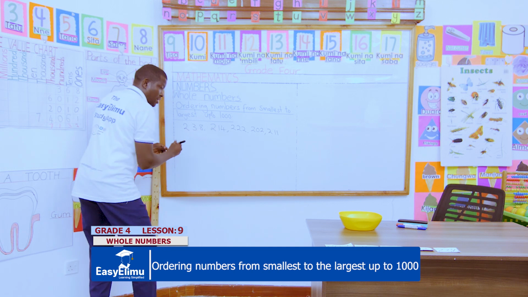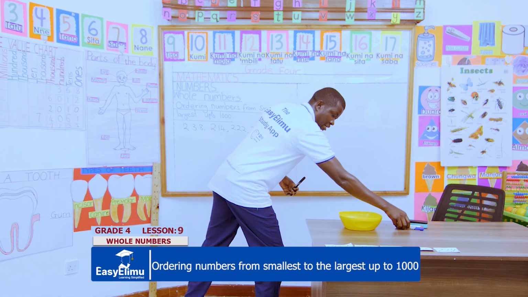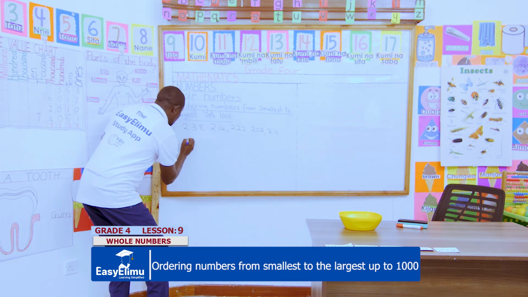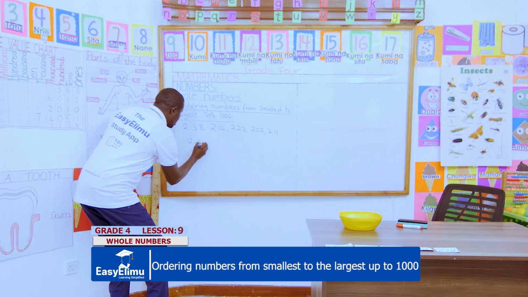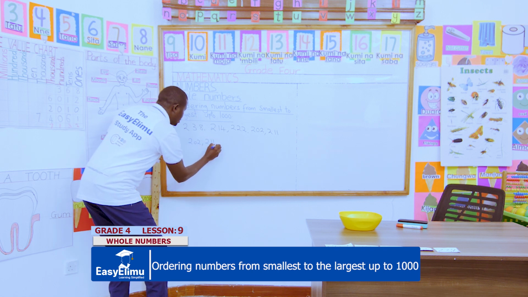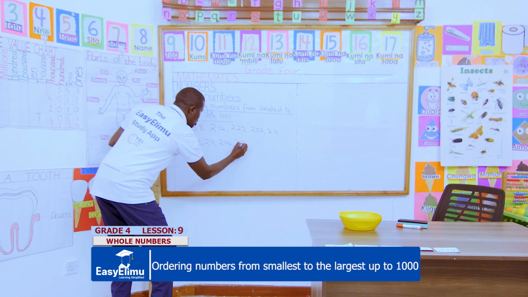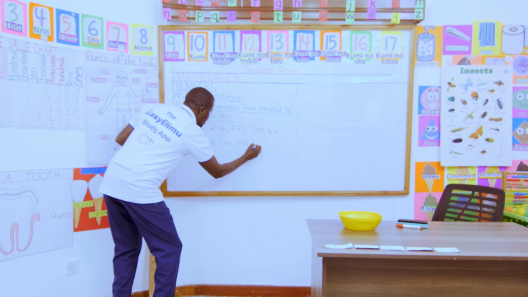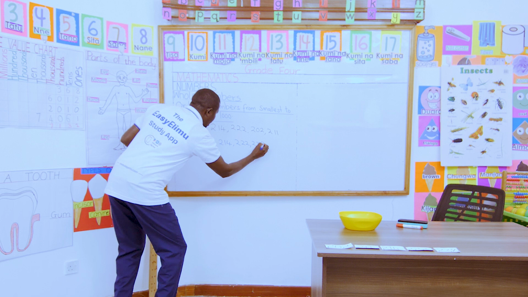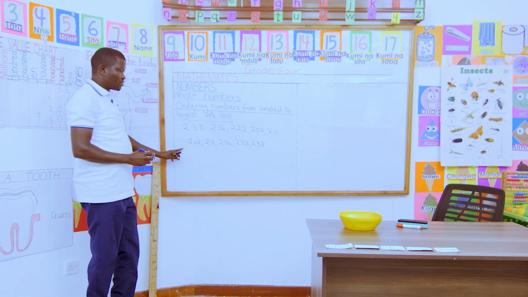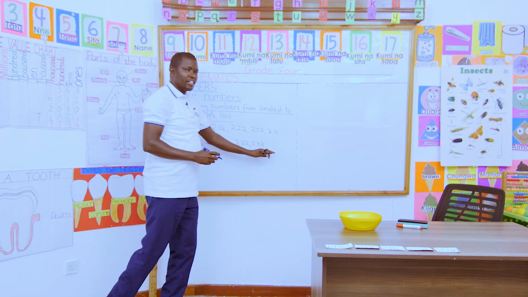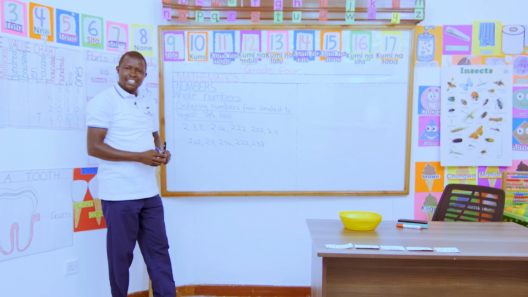Now we can arrange our numbers here. The first one we have said is 202, 211, 214, 222, and 238. We have started from smallest all the way to the largest.